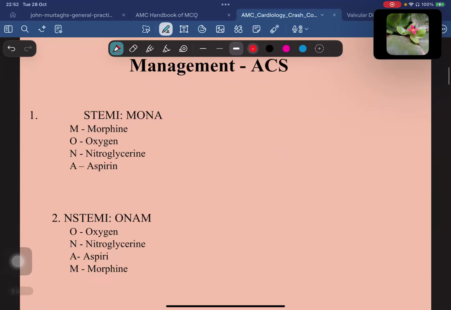And now we'll get into the management. This is again something I remembered for my exam. I hope it'll help you all as well. When it comes to STEMI, you can remember the order as MONA, and non-STEMI, you can remember it as ONA. Logically thinking, in STEMI the pain is going to be super intense. You all know it's a complete occlusion, a complete block.